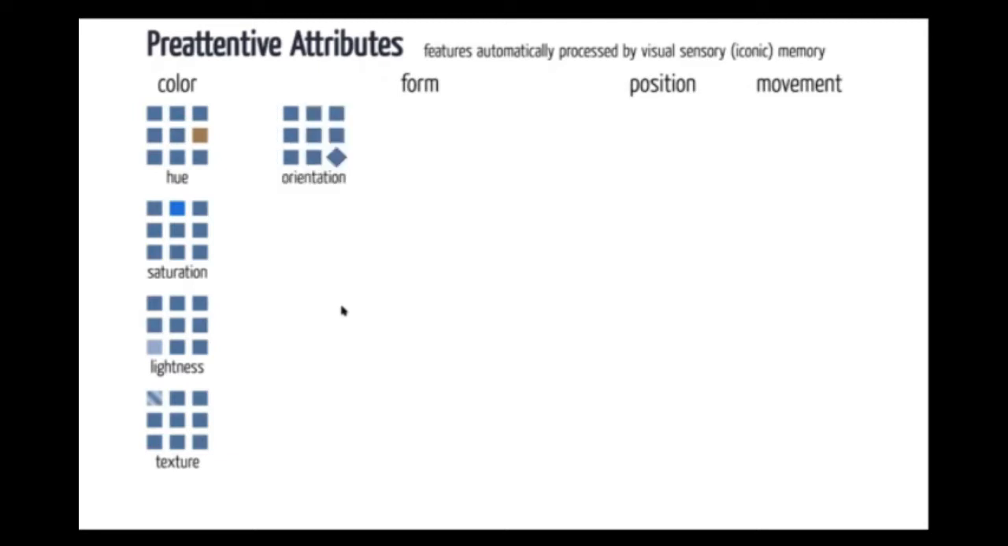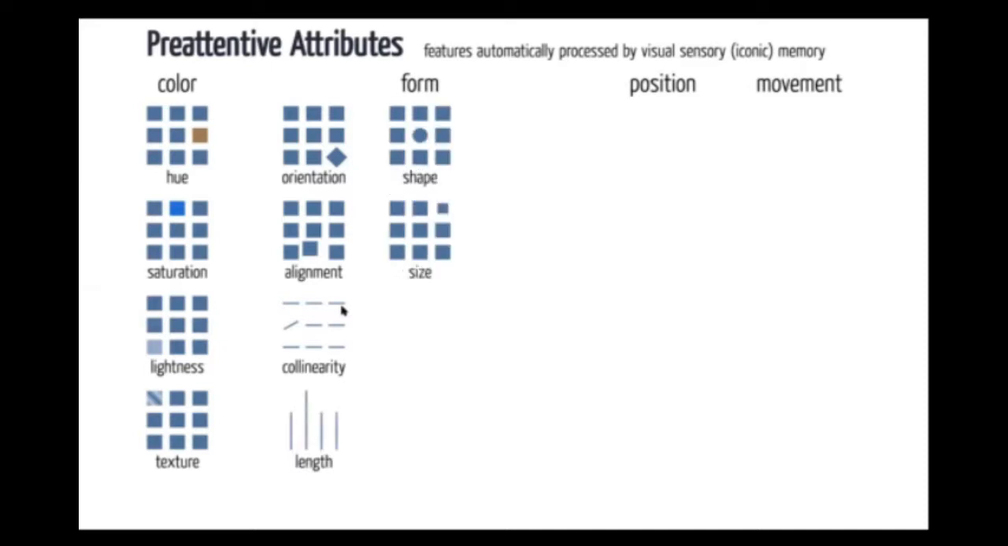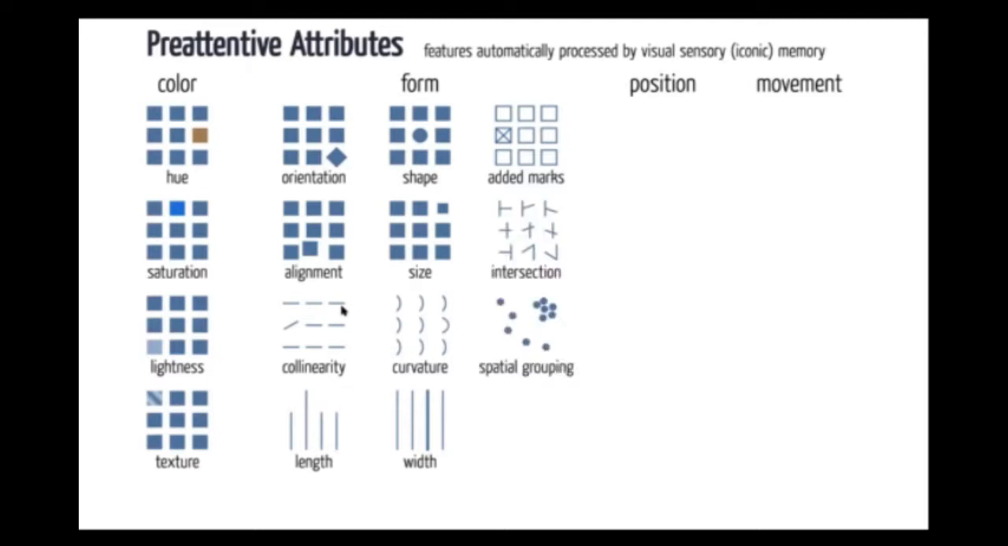Then there's things that comprise form, like orientation, alignment, collinearity, length, shape, size, curvature, width, added marks, intersections, spatial grouping, or numerosity. Numerosity being our inherent ability to see roughly how many of a thing there are. It usually tops off around 4 or 5 is when numerosity starts dropping off and we can't really instantly count. But up until that point, boom, our brain actually is counting those things immediately.